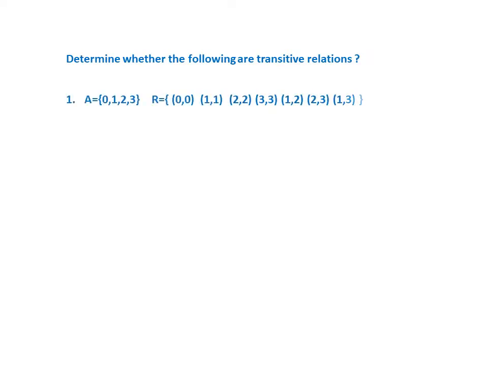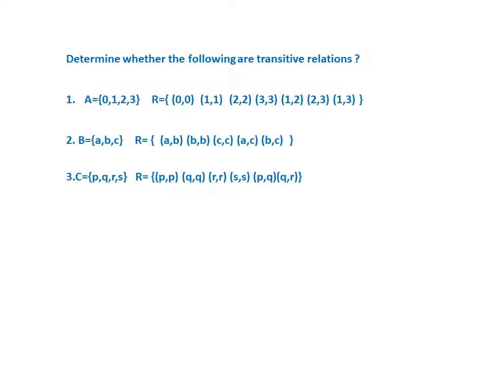Next, let us check our understanding with the help of a few examples. First, determine whether the following are transitive relations or not. First one, {0, 1, 2, 3}. You can check like this. (0,0), (1,1), (2,2), (3,3), you need not worry. (1,2), (2,3), (1,3) is there. Then no other element is violating. Therefore, definitely it is yes. Second one, you see (A,B), (B,B), (C,C), (A,C). (A,B), (B,C) is there, (A,C) is there. Then no other element is violating. Therefore, definitely it is yes.